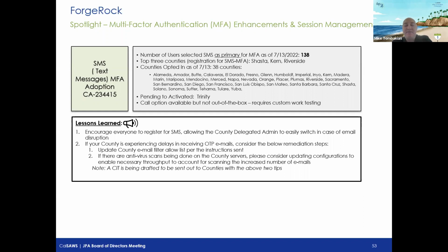Several things that we have been working through, and we are planning to send out a CIT as a reminder to allow list some of the email addresses that you'll be getting these MFA codes from. And also if there's any antivirus scans being done, because there's going to be an increased number of emails with this MFA. Every time you log in, you're going to get this MFA code, so make sure there's enough throughput for those scans to be done to prevent delays. The CIT will be sent out to the counties to remind them to take these actions. If we can go to the next slide.